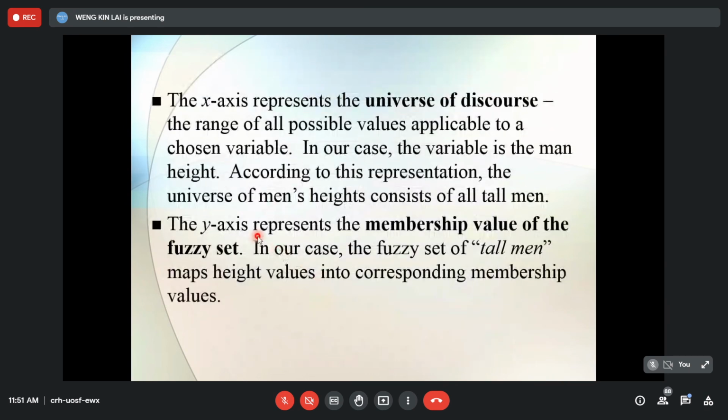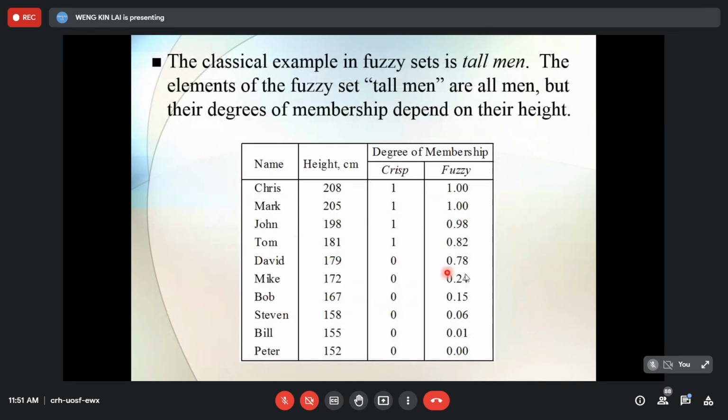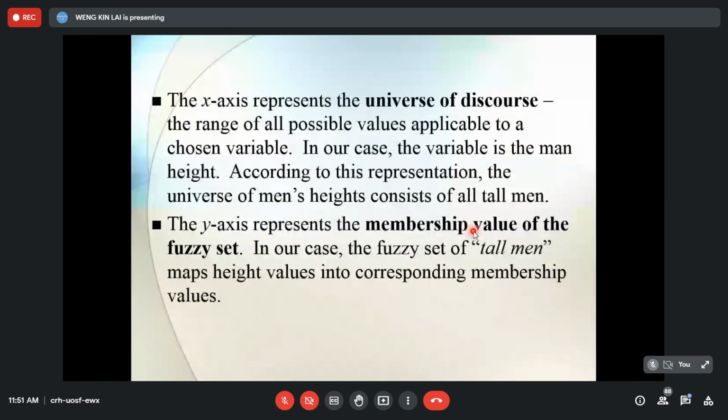The y-axis, on the other hand, represents the membership value of the fuzzy sets. So this is your membership value. So in our case, the fuzzy set of tall men maps the height values into corresponding membership values. So you can see here, the y-axis maps this, gives you this membership. Based on your height, this is a membership of tall man. That's what it means basically.